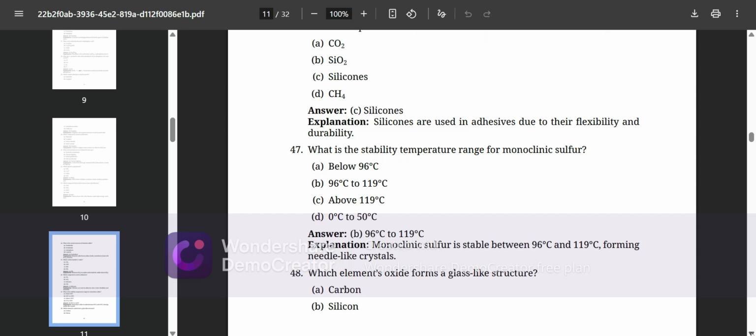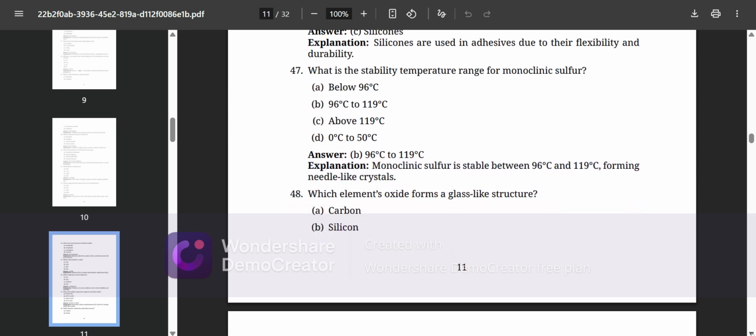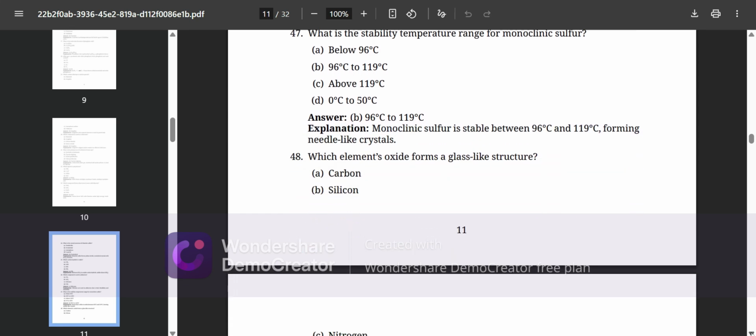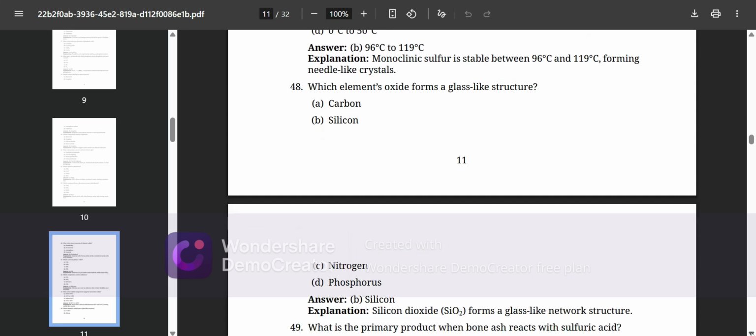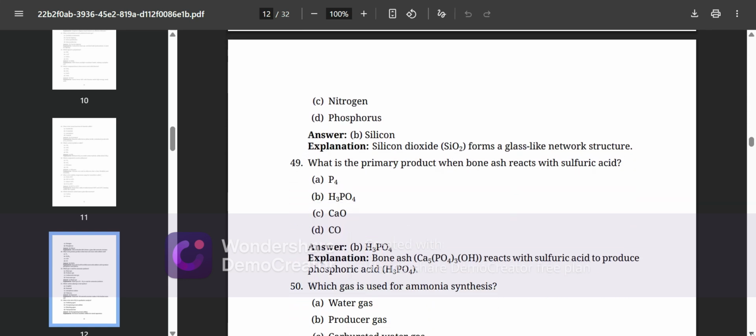What is the stability temperature range for monoclinic sulfur? 96 degrees Celsius to 119 degrees Celsius. Monoclinic sulfur is stable between 96 degrees Celsius and 119 degrees Celsius, forming needle-like crystals. Which element's oxide forms a glass-like structure? Silicon dioxide forms a glass-like network structure.